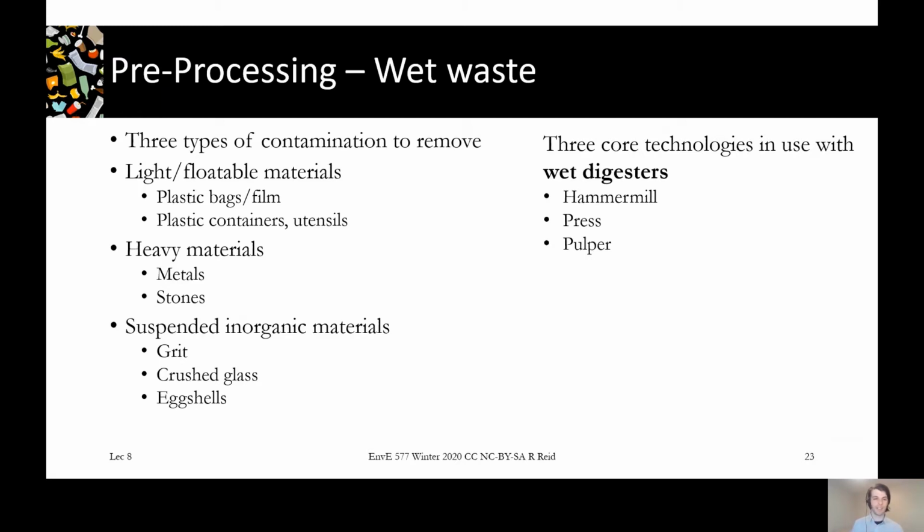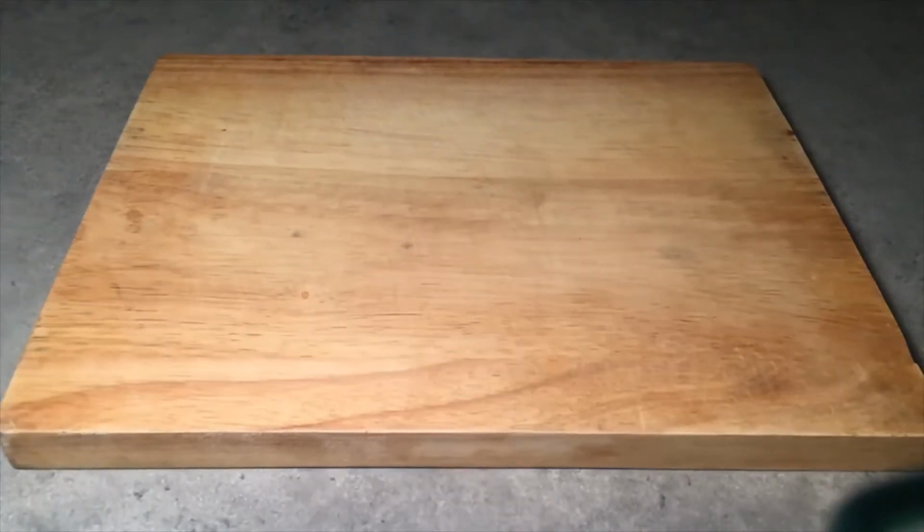So there's kind of three fractions that we want to take out. There's a floating fraction, like our plastics. There's a sinking or heavy fraction, like metal and stones. And then there's a suspended fraction of inorganic grit and glass and things like eggshells that don't sink or float, but we still don't want them in the process. And there's kind of three technologies that kick us off in this wet waste pre-processing process: a hammermill, a press, and a pulper.